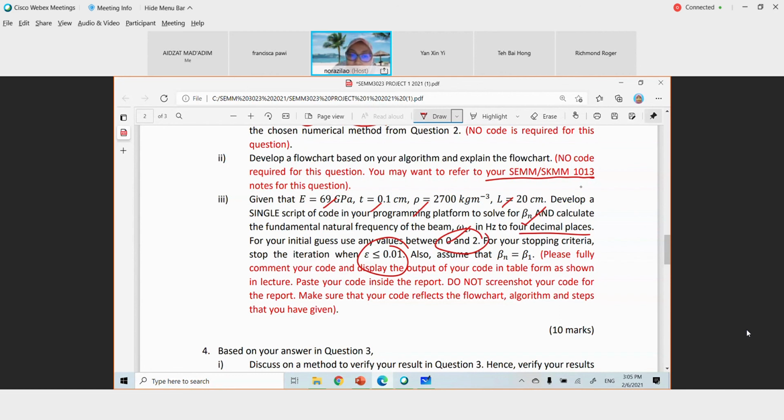Paste your code inside the report. You may put it as an appendix. Do not screenshot your code for the report. Please make sure you copy and put it as the appendix. Make sure that your code reflects the flowchart algorithm and steps that you have given.